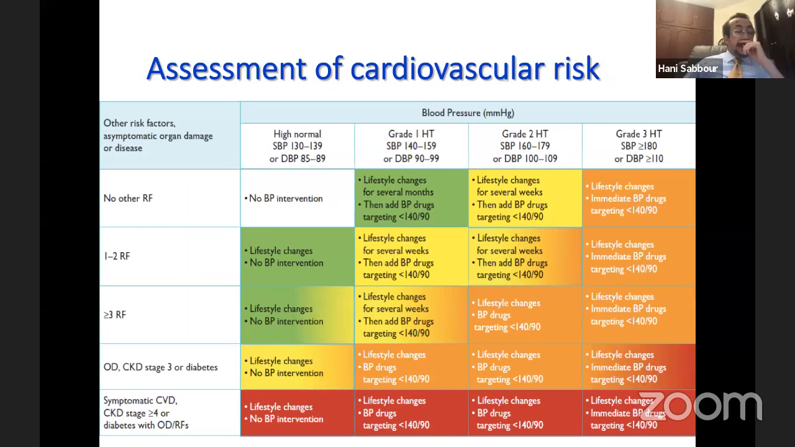And if you look at the assessment of cardiovascular risk, the presence of risk factors here, even with a grade 1 hypertension, would inspire you to start treating very early. So it's not really just about the number, it's the number and presence of risk factors. Now think about how many patients we've seen this week in the clinic that have hypertension, but also have dyslipidemia, also have hypercholesteremia, also have family history, also have diabetes. The vast majority will fall into these two buckets here.